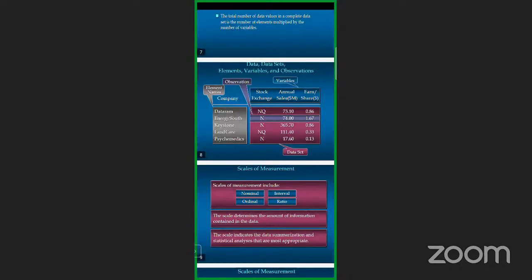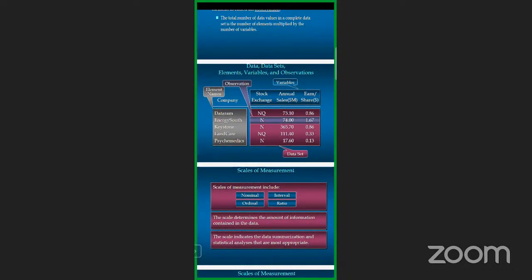Then how to measure it? The scales of measurement include nominal, ordinal, interval, and ratio. The scale determines the amount of information contained in the data. Means how much is required, how much is necessary for the observation purpose, for the data whichever we selected. In that data, we are selecting to measure it as a scale of measurement. That scale is decided based on the information.